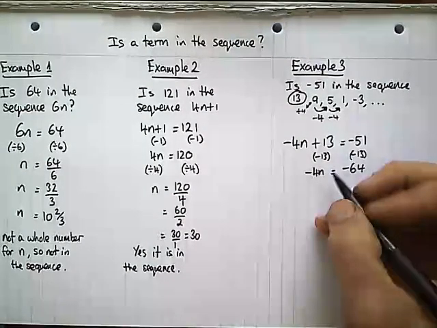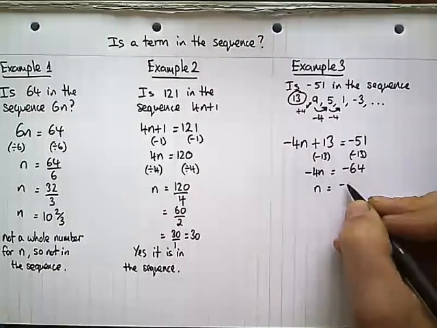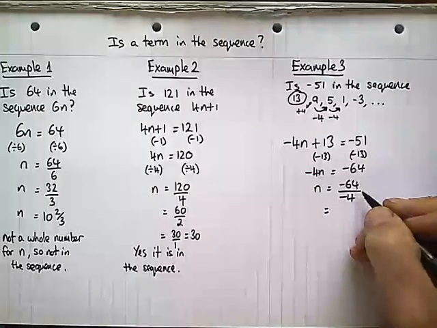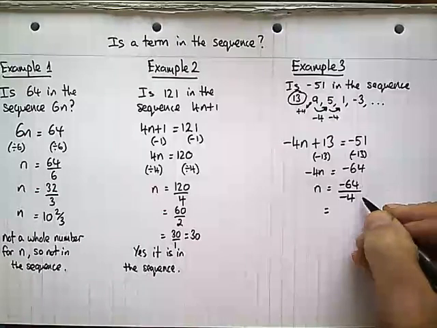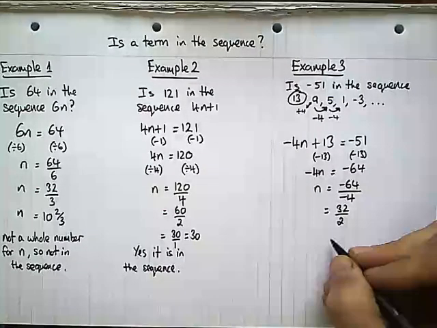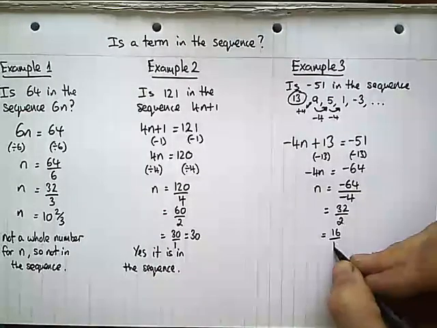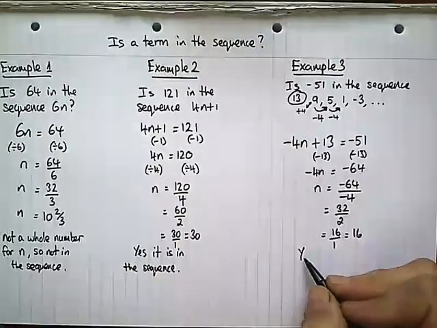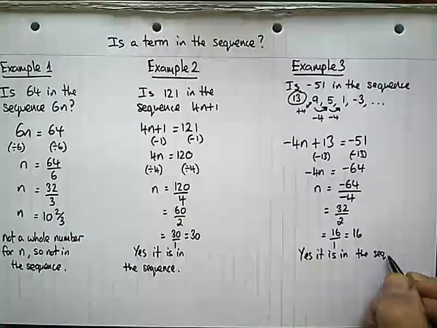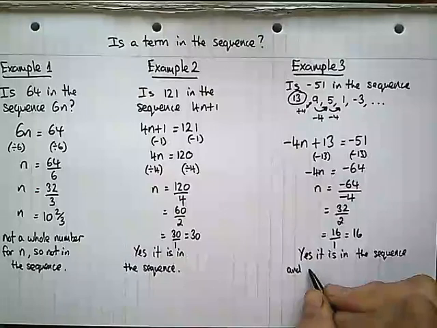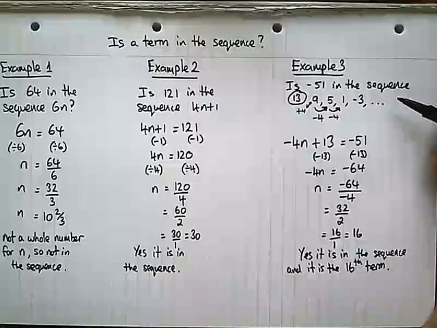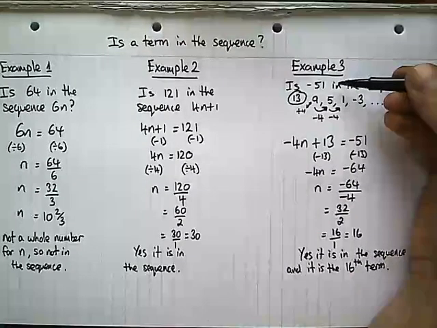And then what I need to do is divide through by minus 4. A minus divided by a minus makes a plus answer. So all we need to do is 64 divided by 4. First of all, I can simplify this by dividing the top and bottom by 2, so I get 32 over 2. Then I can do it again because they're both even numbers, so I'll get 16 over 1, which equals 16. So yes, it is in the sequence because it's a whole number, and we can also say it is the 16th term. If I were to continue this sequence to the 16th number, I will get to minus 51.